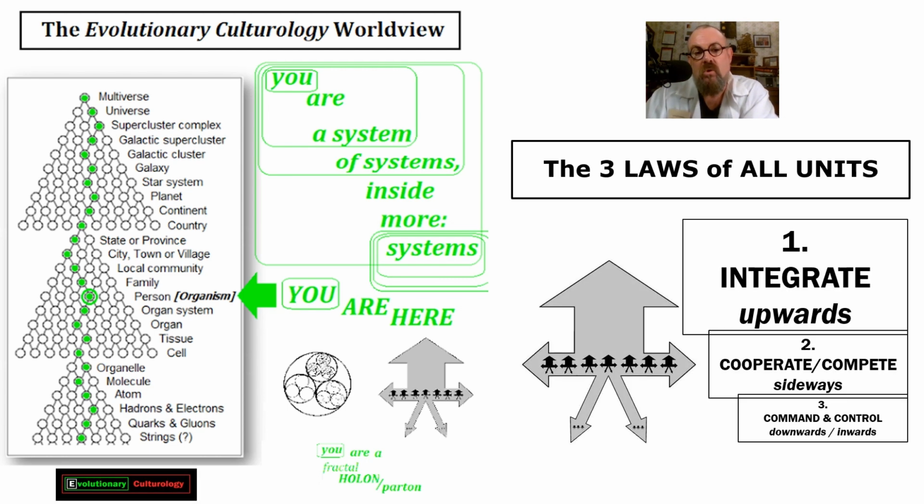And all those units on all those scale levels obey the 3 laws, which is integrate upwards into a larger unit, cooperate and or compete with units on the same scale level, so cooperate and compete sideways or laterally, and command and control downwards and inwards the smaller units, the smaller fractal Holon partons, which are inside them. So the Ev Cult view in one diagram there.